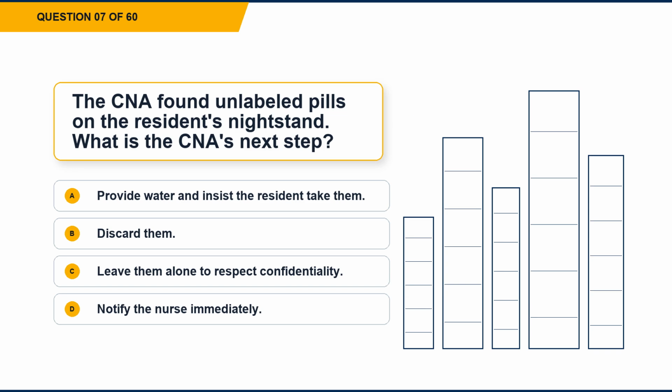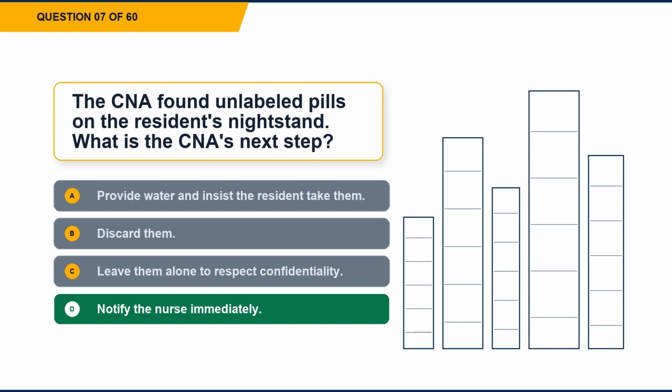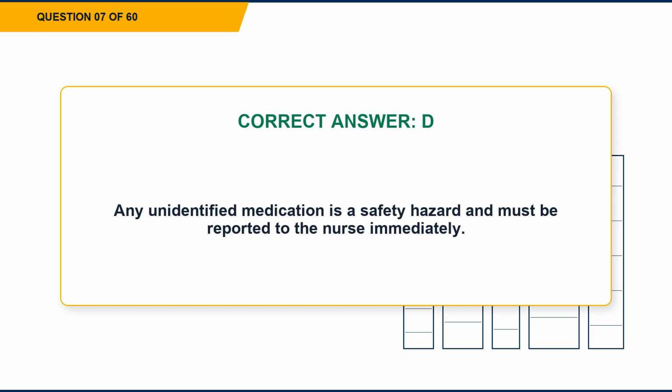Question 7. The CNA found unlabeled pills on the resident's nightstand. What is the CNA's next step? Option A. Provide water and insist the resident take them. Option B. Discard them. Option C. Leave them alone to respect confidentiality. Option D. Notify the nurse immediately. The correct answer is option D. Notify the nurse immediately. Explanation. Any unidentified medication is a safety hazard and must be reported to the nurse immediately.